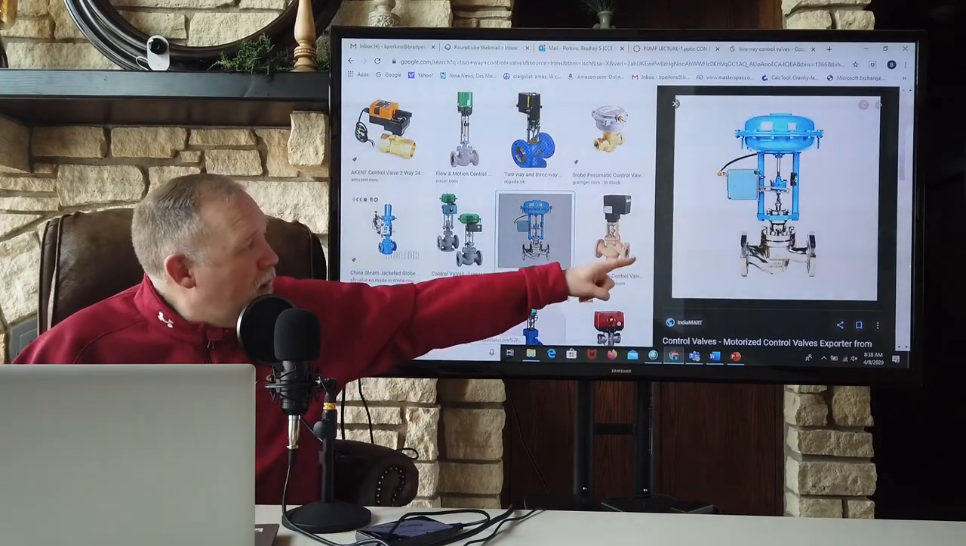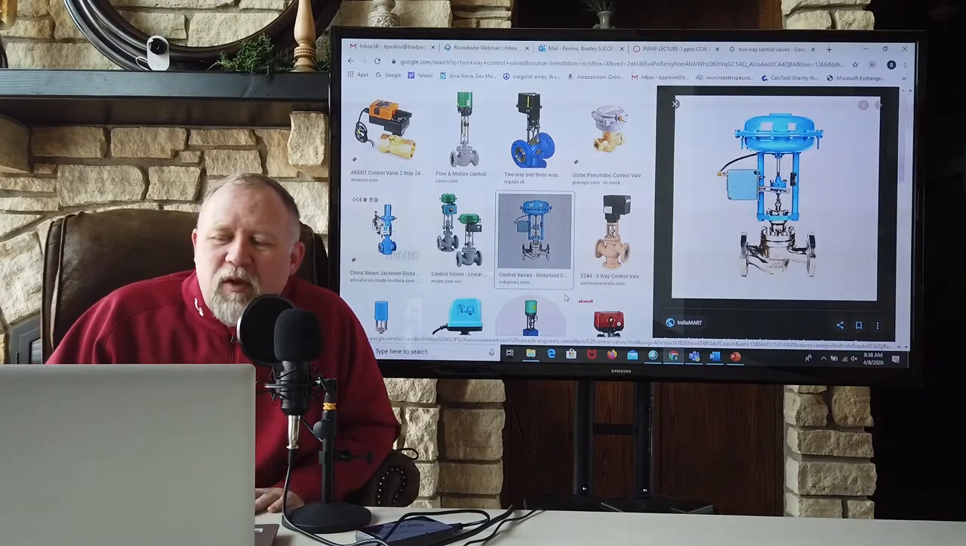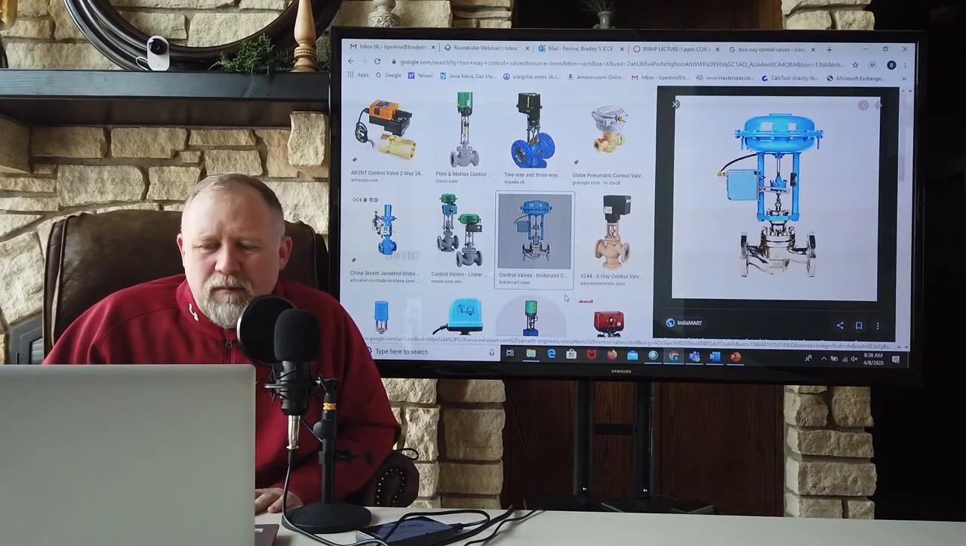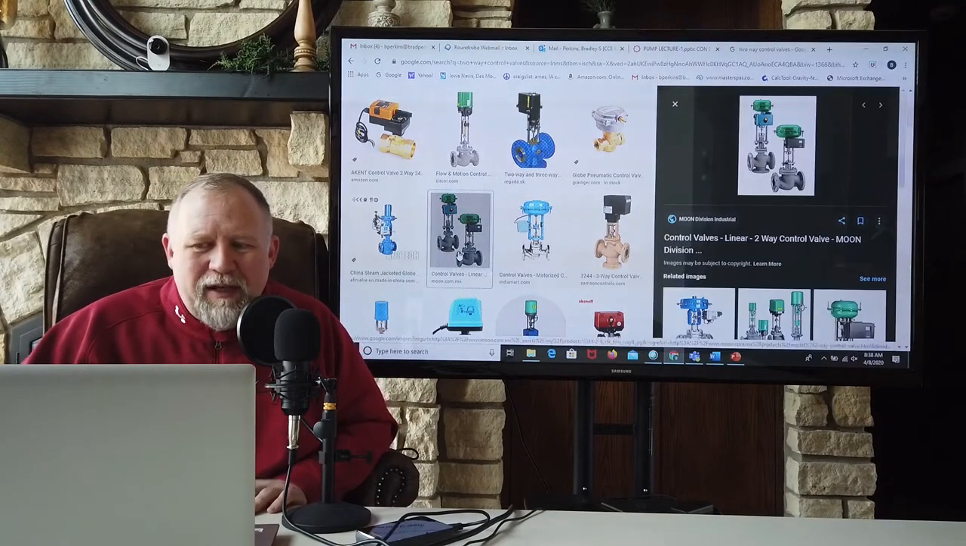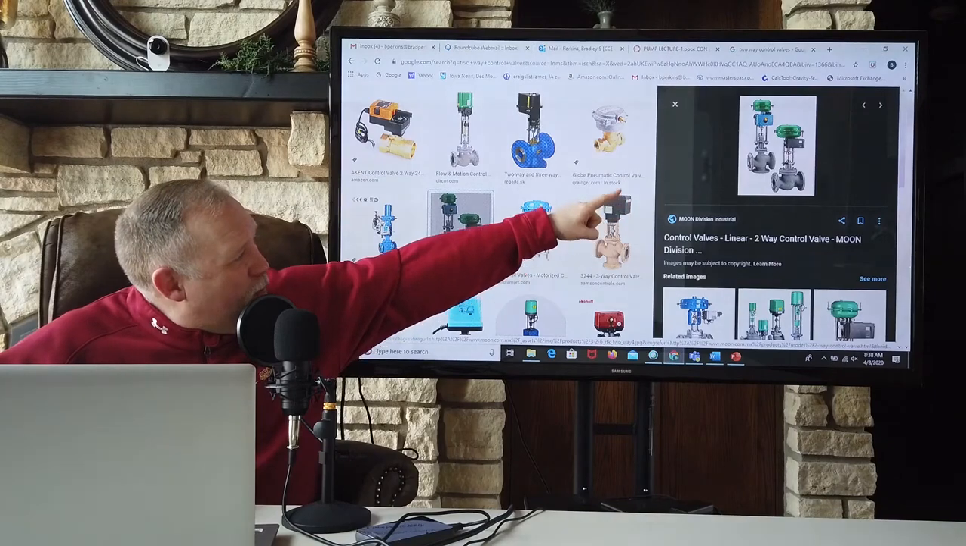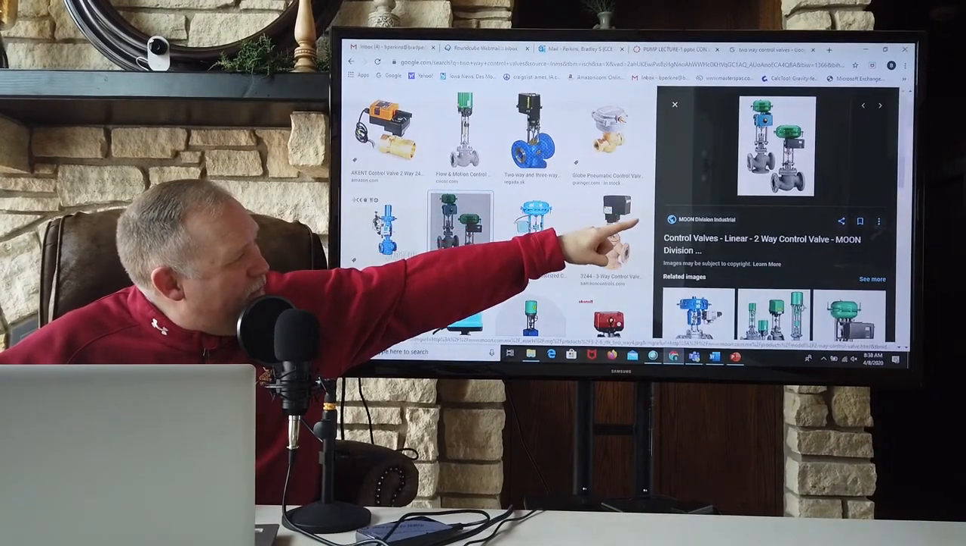Here we go. There's a two-way valve. In other words, there's only one way in and one way out. Two ways to connect pipes to this valve. All right, there's all sorts of different examples here. Back to there's a three-way valve, the one on the left, and the two-way valve is the one on the right.